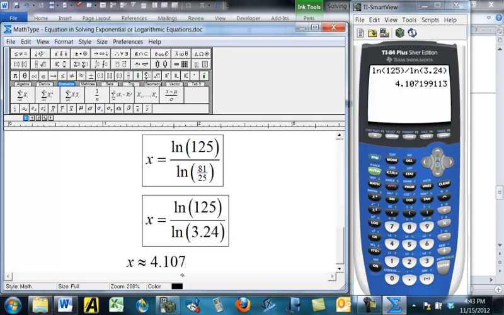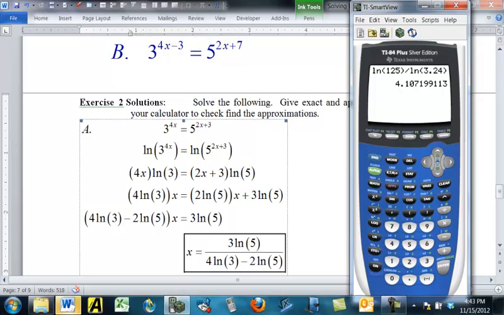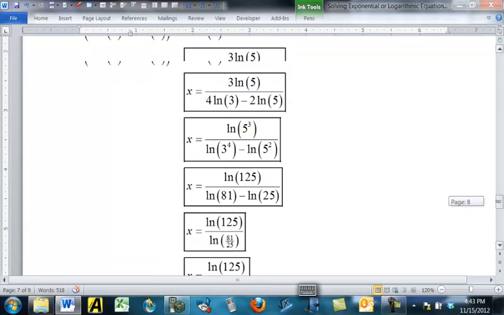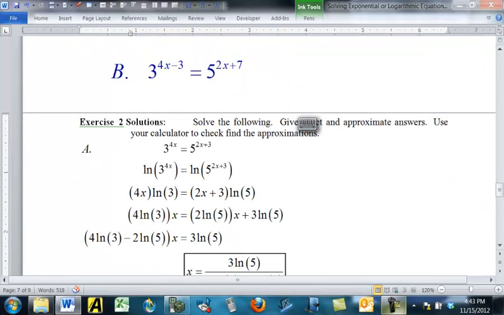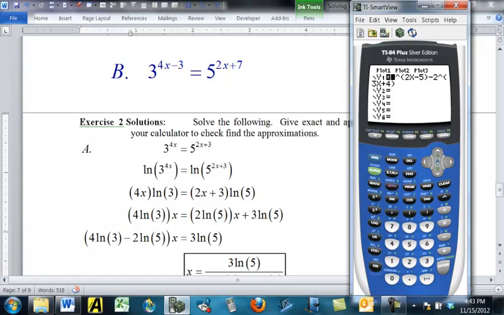4.107199.113. There we go. So there's a decimal approximation for it. Alright, let's try a calculator technique. Now this one I bet we can do with the calculating intersection method. Let's try it that way, since we haven't illustrated that yet.